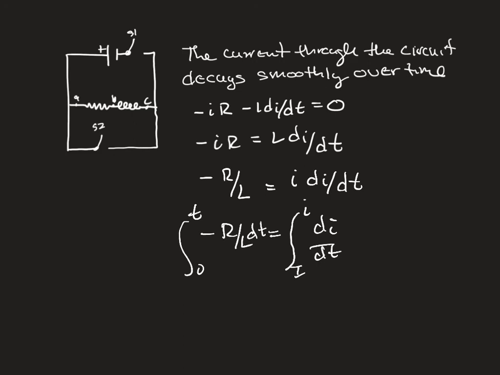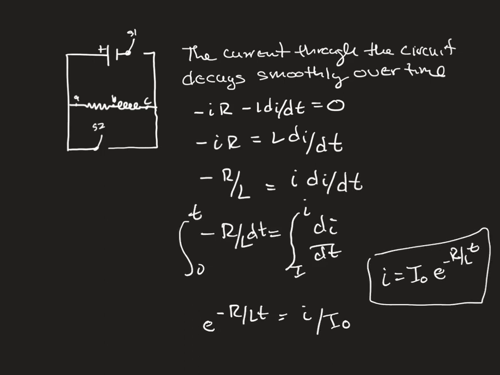So when we integrate this, we end up with this. And then we can rearrange to solve for the current, and little I is the one that changes with time. And this allows us to calculate the current at any particular moment as the current is decaying.